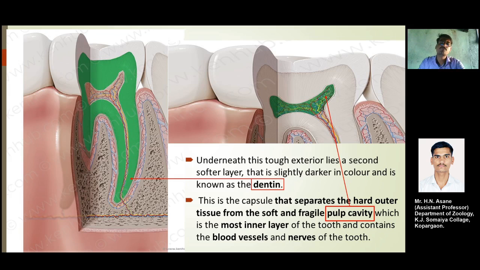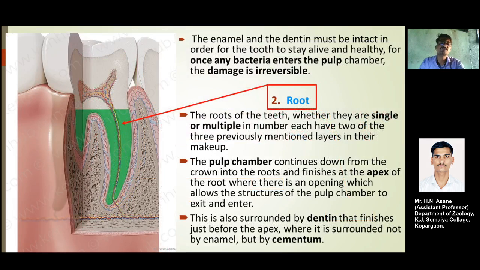Okay, so the soft fragile pulp cavity, which is the innermost layer of the tooth, contains the blood vessels and the nerves of the tooth. Okay, so as you can see, the enamel and the dentine must be intact in order for the tooth to stay alive and healthy. Once any bacteria enters the pulp chamber, the damage is irreversible, as I said. Okay, so the second part will be the root.